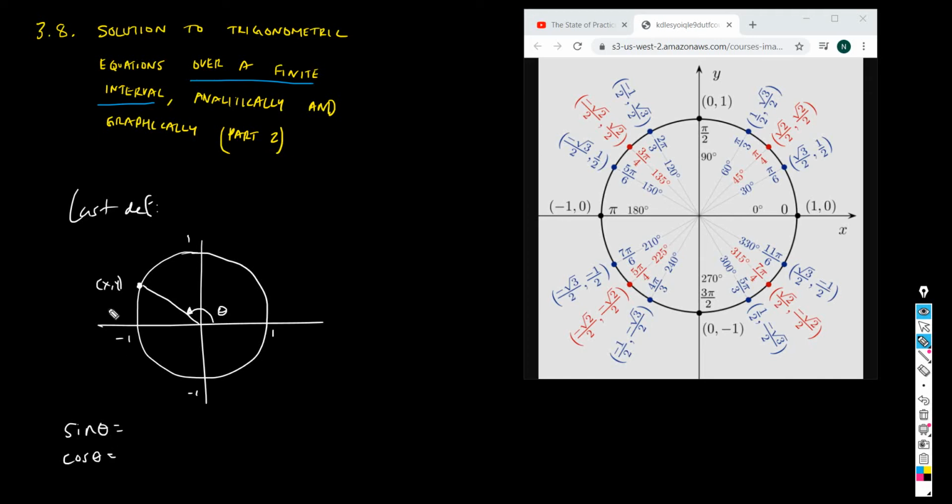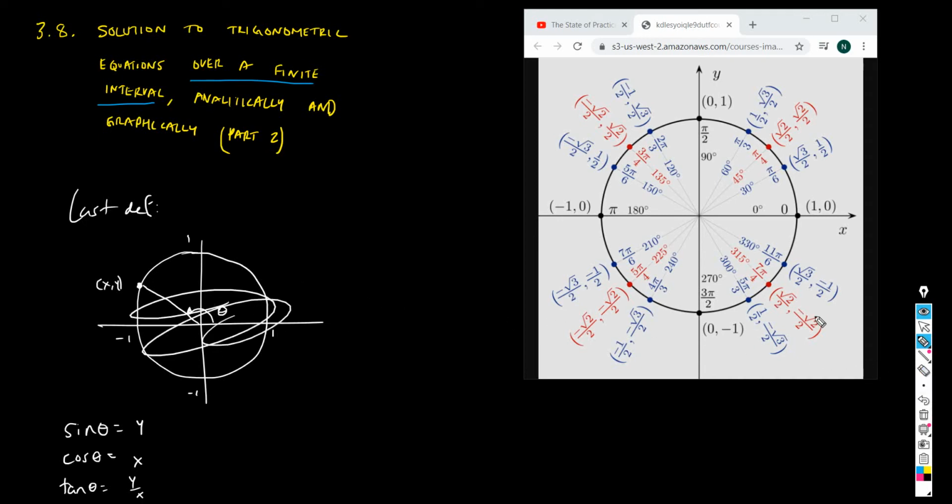The sine of theta is just the y coordinate. The cosine of theta is just the x coordinate. And the tangent of theta is y over x. And this is the last definition that I gave you for the trigonometric functions of any angle in regards to the unit circle. I also told you that this definition is compatible with, or it's just an expansion of, the 2 previous definitions. So that's how it works.